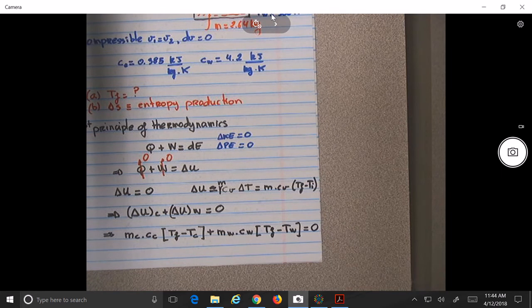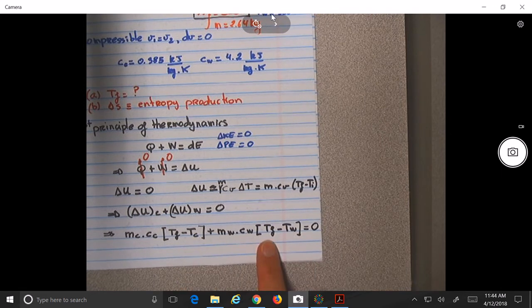This is a classic problem for this chapter, the most classic problem. So over here, what is the only unknown? Do we know the masses? Yes. Do we know the specific heats? Yes. Do we know the initial temperature of the copper and the water? Yes. So the only unknown is the final temperature, so we can solve for TF.